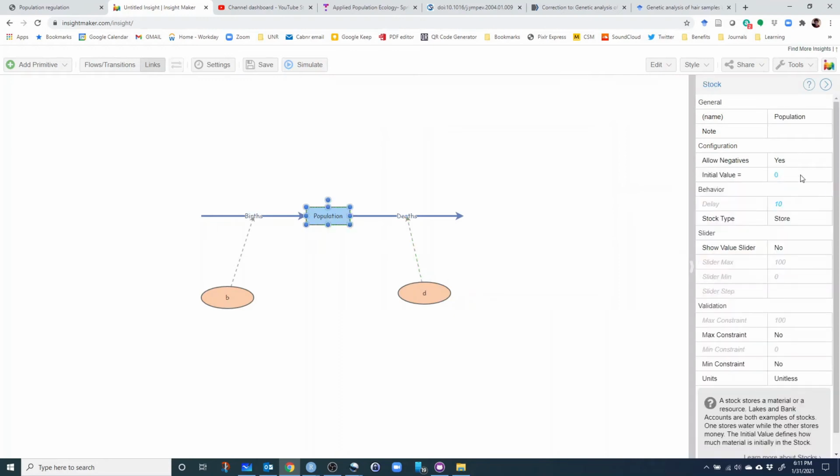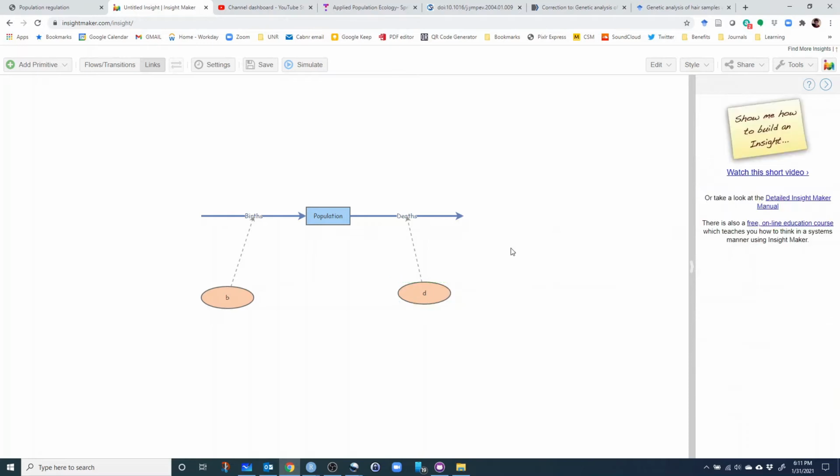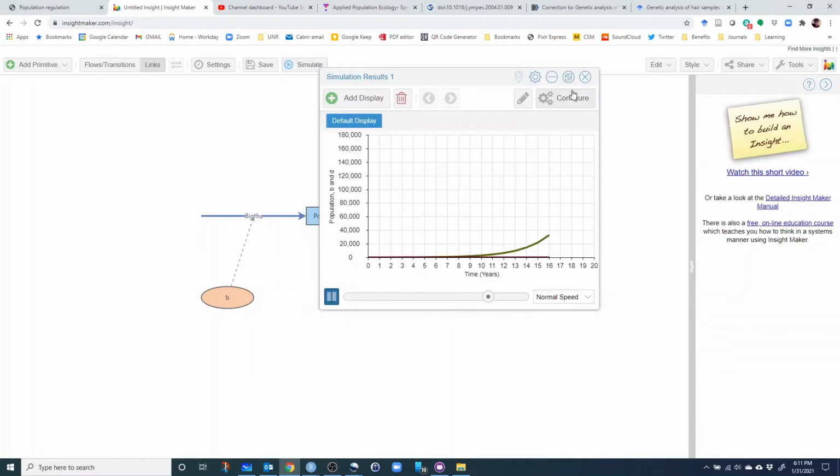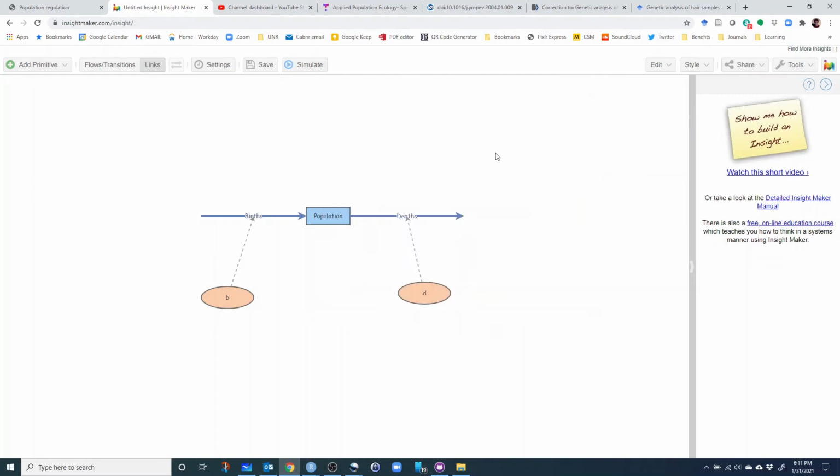We'll start the population off at 50, and we'll start the birth rate off at 0.8 and the death rate off at 0.3. And let's just make sure that we see exponential growth. There we go. I'll configure it so I don't see the per capita rates in here and I just see the abundance. So we have our basic exponential growth model.